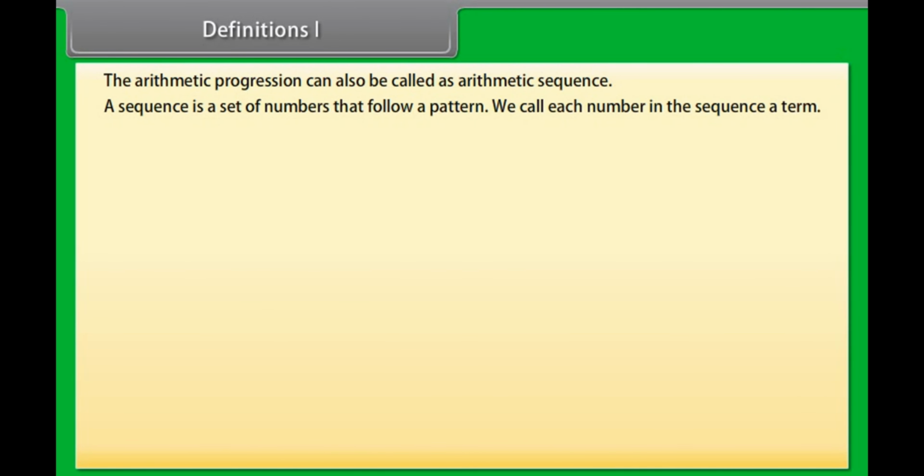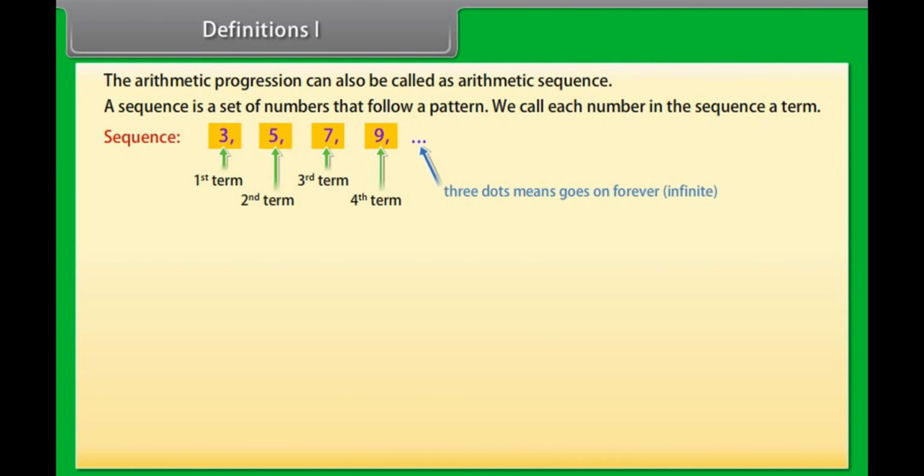A sequence is a set of numbers that follow a pattern. We call each number in the sequence a term. Look at this example of sequence. This is the first term. This is the second. This is the third, and so on.